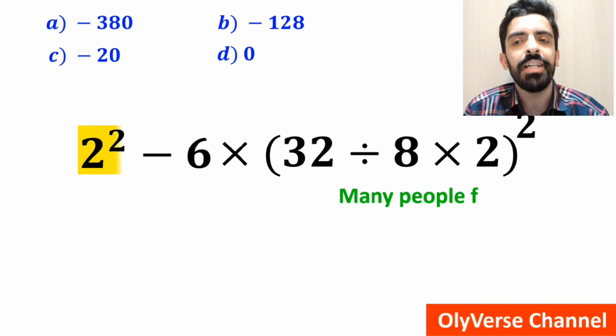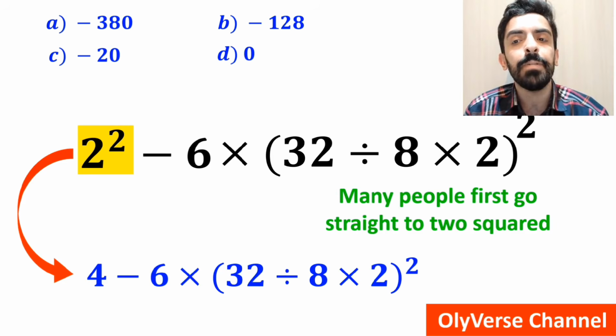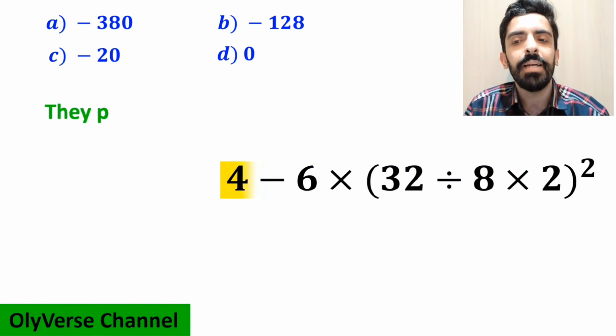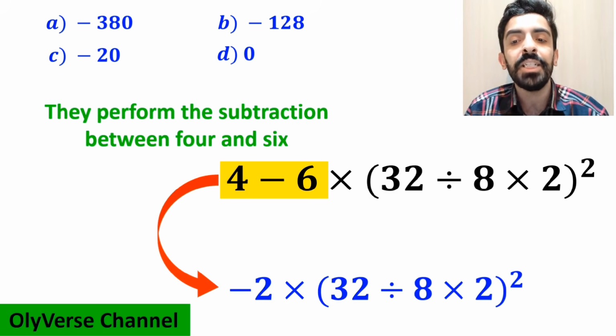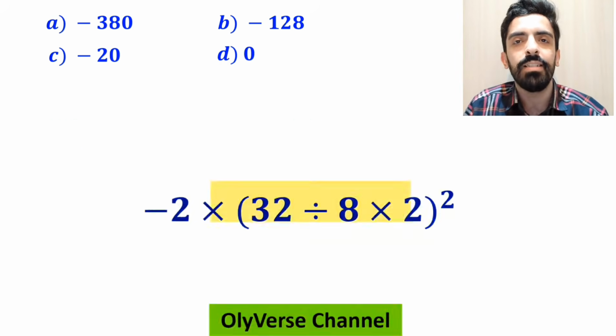To solve this question, many people first go straight to 2 squared. And they simplify this expression to 4 minus 6 multiplied by (32 divided by 8 times 2) all squared. And in the next step, they perform the subtraction between 4 and 6 and write this expression as negative 2 multiplied by (32 divided by 8 times 2) all squared.